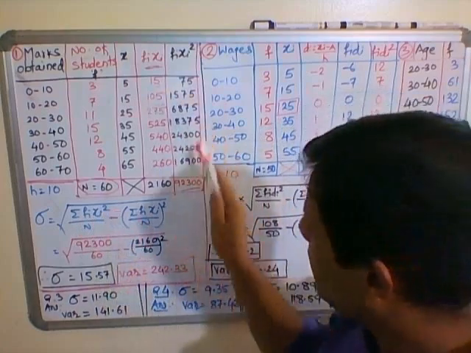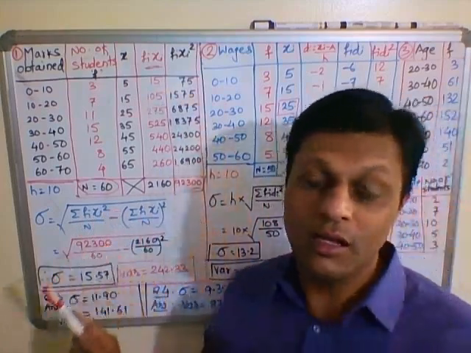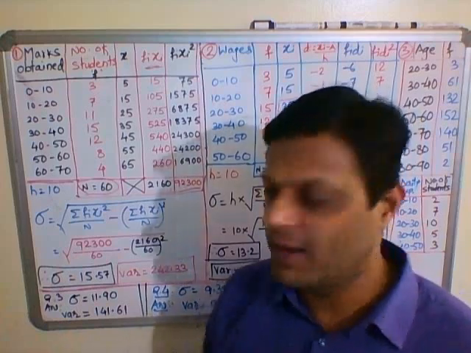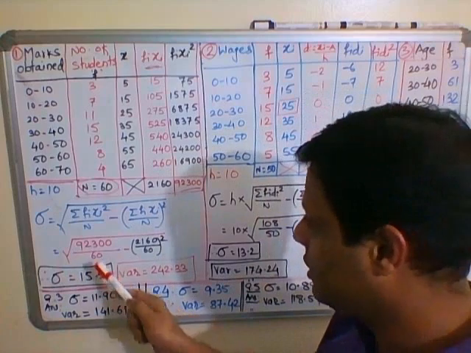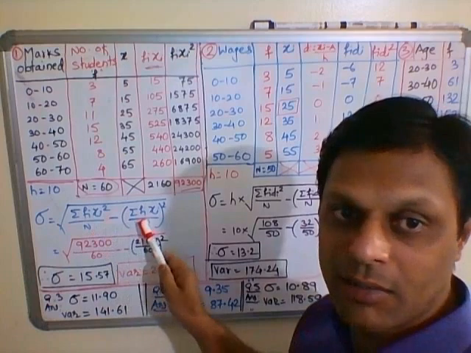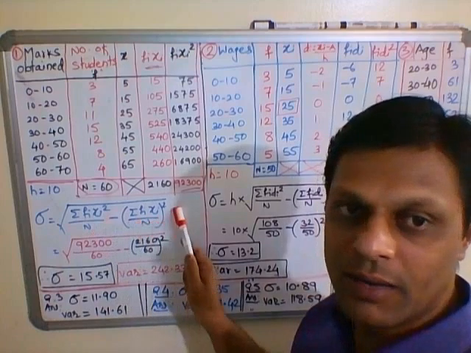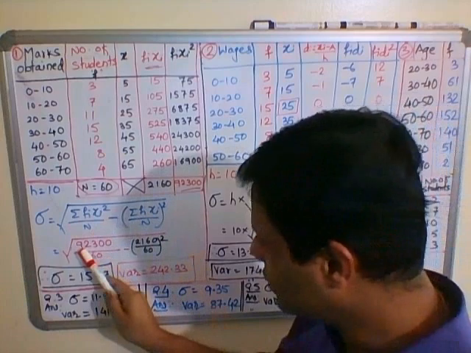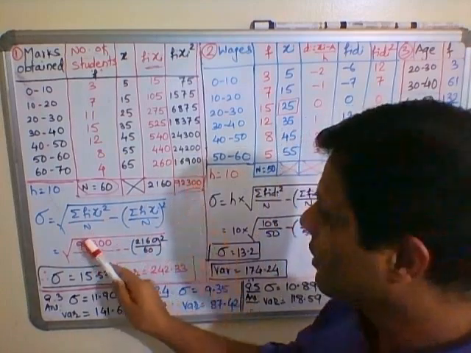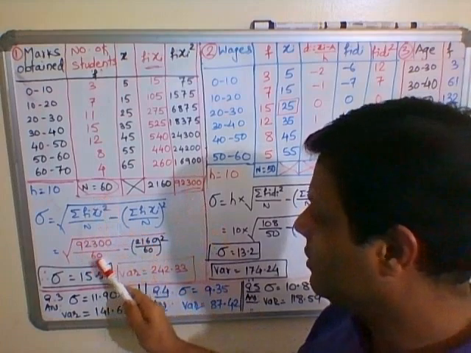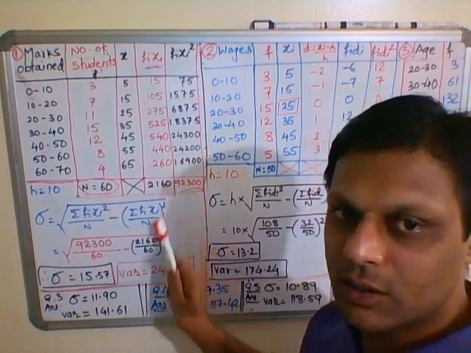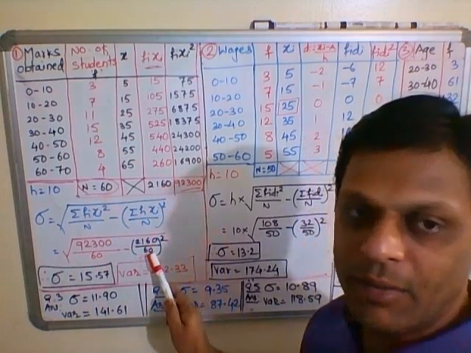Okay, so once we get these values, let us substitute them in the formula. Again my same point: first write the formula and then substitute values to avoid error or confusion. So my formula is square root of summation fi xi square upon capital N minus bracket summation fi xi upon capital N bracket square. So summation fi xi square is 92,300, which is obtained here, divided by capital N, that is 60, minus summation fi xi, that is 2160, which I have substituted here, divided by capital N 60.